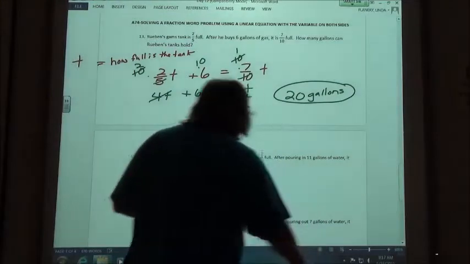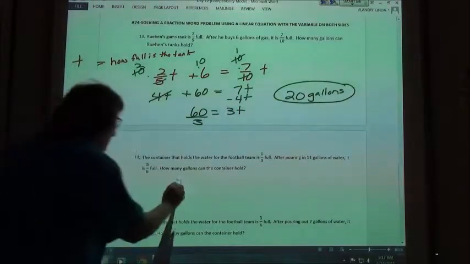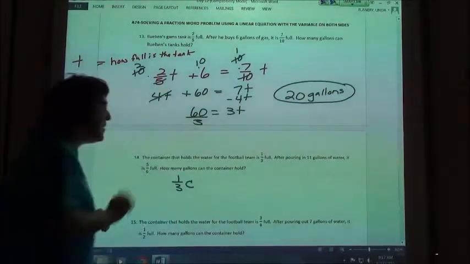14 and 15 are pretty much going to look the same as that previous one. Sometimes we add to our tank, sometimes we subtract. This time it says the container that holds the water for a football team is 1/3 full. After pouring in 11 gallons of water, it is 5/6 full. How many gallons can the container hold? So what would my equation be? 1/3 C, we're going to go with.